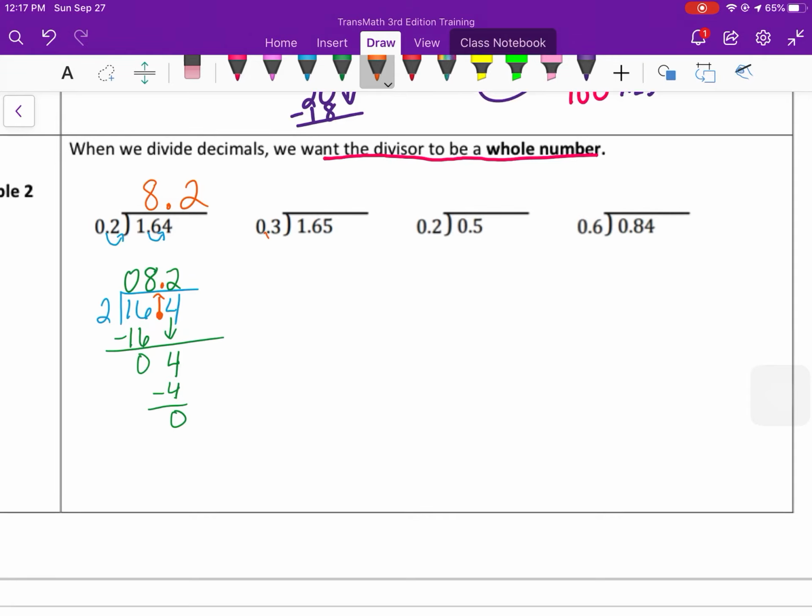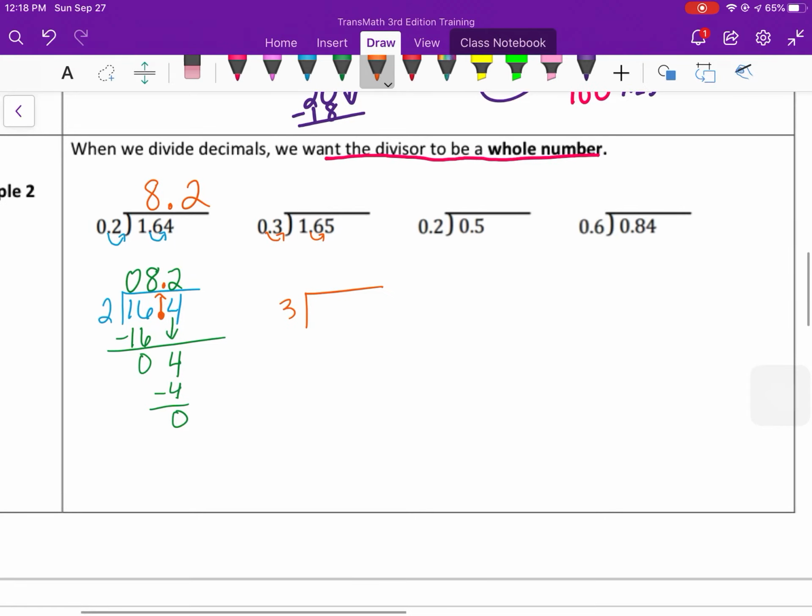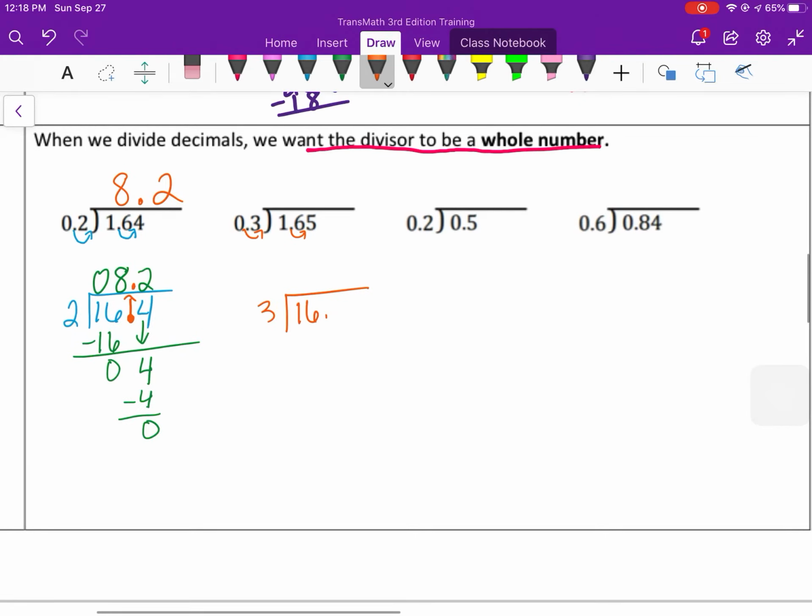All right, 1.65 divided by 0.3. Move the decimal point over 1 to make the outside a whole number, 3, which means you move the decimal over 1 in the inside, which makes that 16.5.